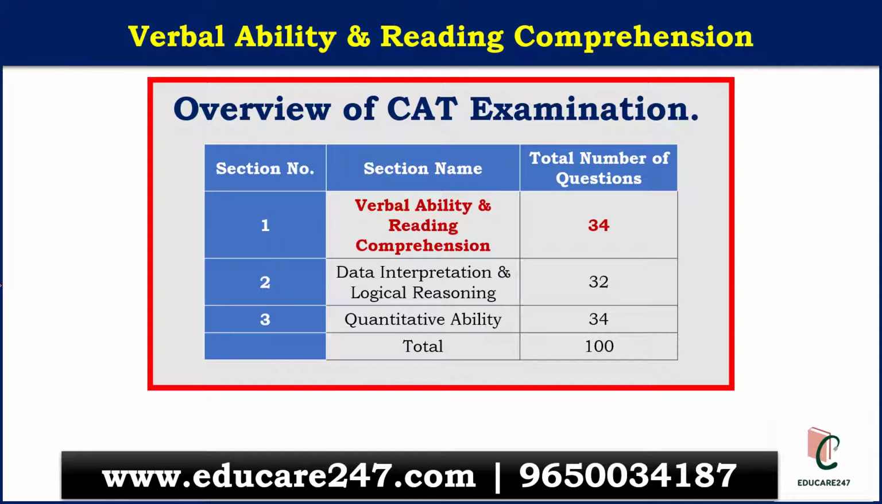So let's begin. First we have the overview of the CAT examination. The CAT examination is divided into three sections. First is verbal ability and reading comprehension, which we'll be discussing in today's session. Second is data interpretation and logical reasoning, and final is quantitative ability. In verbal ability, we have 34 questions. In data interpretation and logical reasoning, we have 32 questions. In quantitative ability, we have 34 questions again, totaling 100 marks. Today our main focus will be on verbal ability, as I told you.